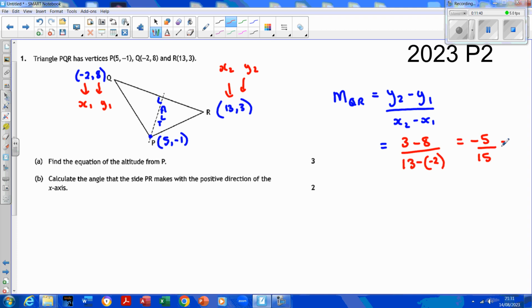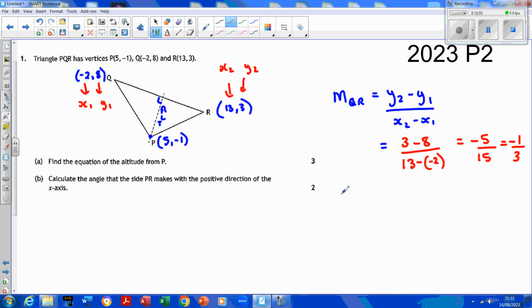Double check your numbers. It only takes a second and it's really important to get them right. So 5 divides into both of them. So 5 into 5 goes once and 5 into 15 goes 3 times. So the gradient of QR, so the slope, the measure of the slope of QR is minus a third. Now we know that the altitude, the gradient, we flip and we change the sign.